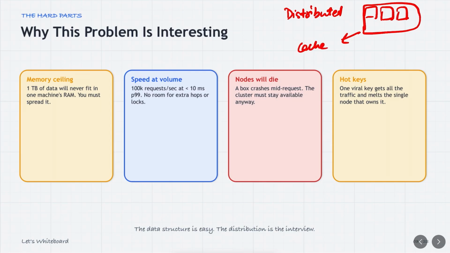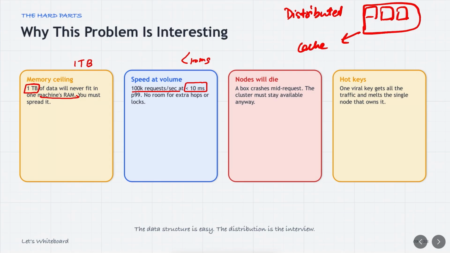and able to handle 100k requests per second. And we also need very low latency, less than 10 milliseconds. And we also want to be able to handle data which might take up to 1 terabyte of memory, which is not possible to fit in one machine's RAM. So therefore, we need to spread it and use multiple nodes for it.